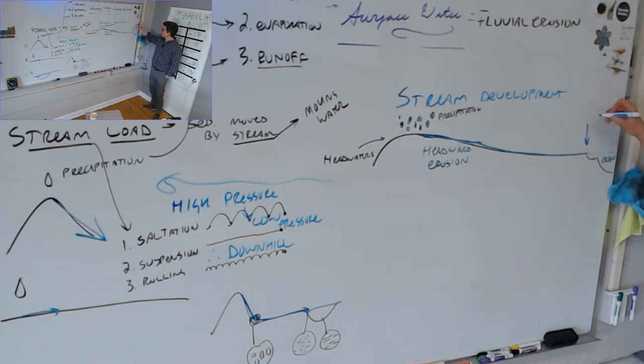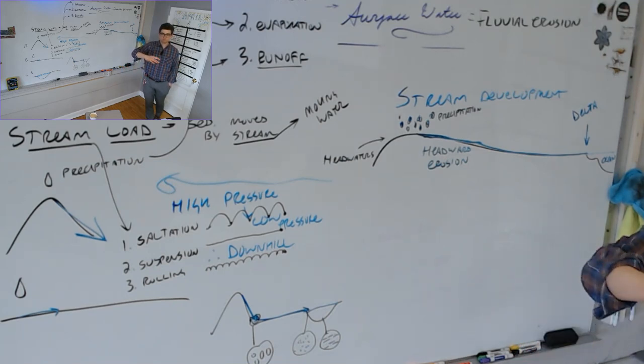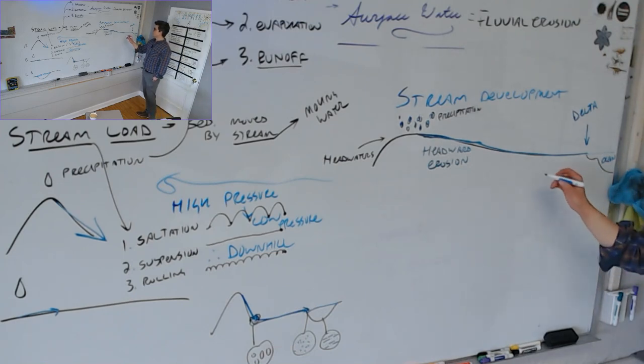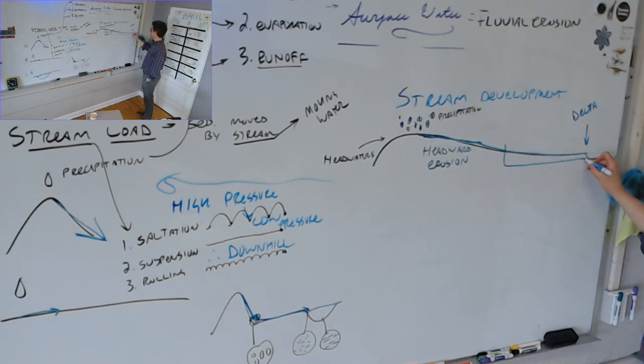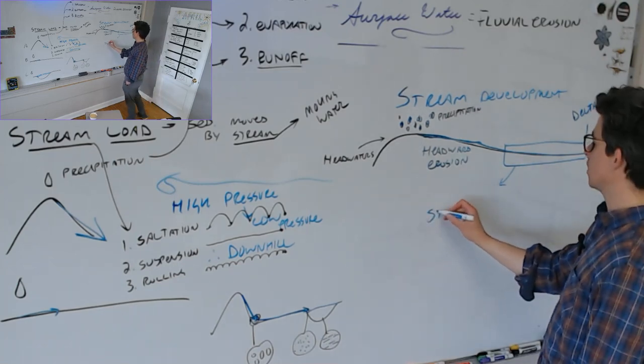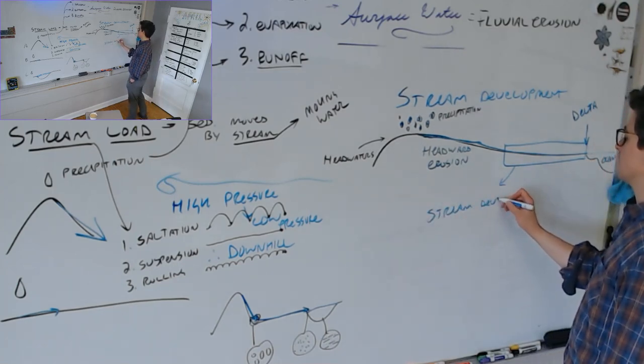It may be a delta. We could write that. It isn't always, but it may be a delta. Yeah, that might be a gulf at the end of it. Sure. But it's somewhere where the water is itself dropped off, itself deposited. And the area we want to focus on right now is this kind of flat-ish area here, where we end up with this idea of stream, again, development.